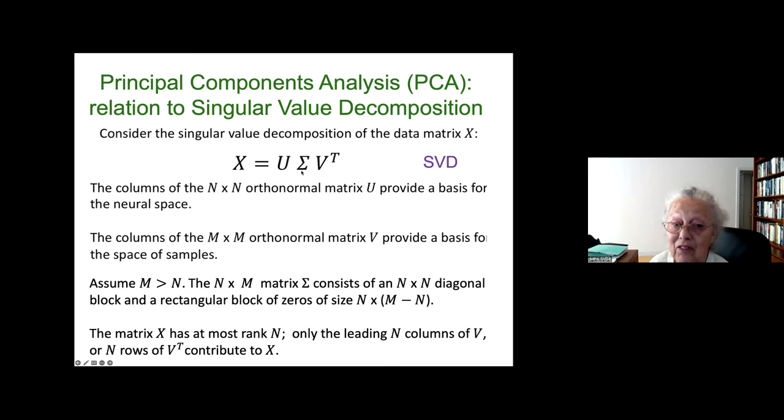Because this matrix has so many zeros, the last rows of V transpose, or the last columns of V, are not seen. So although V has M columns and V transpose has M rows, I only see the first N of them, because the rest are multiplied by the zeros coming from sigma. And that emphasizes the fact that X can have at most rank N. So I have an N-dimensional basis in the N-dimensional space of neurons, but I also have an N-dimensional basis in the M-dimensional space of samples. The rest of the space of samples corresponds to dimensions that are not being seen by this matrix.